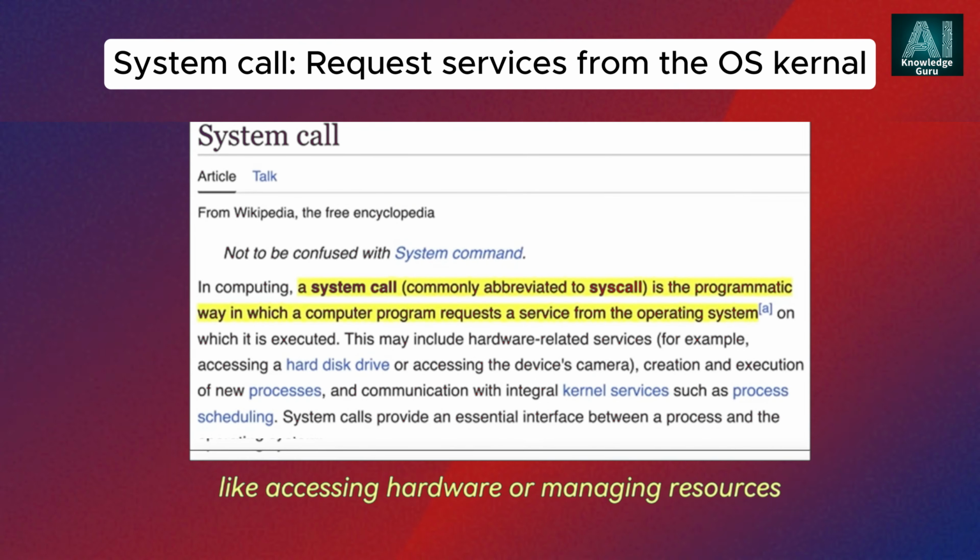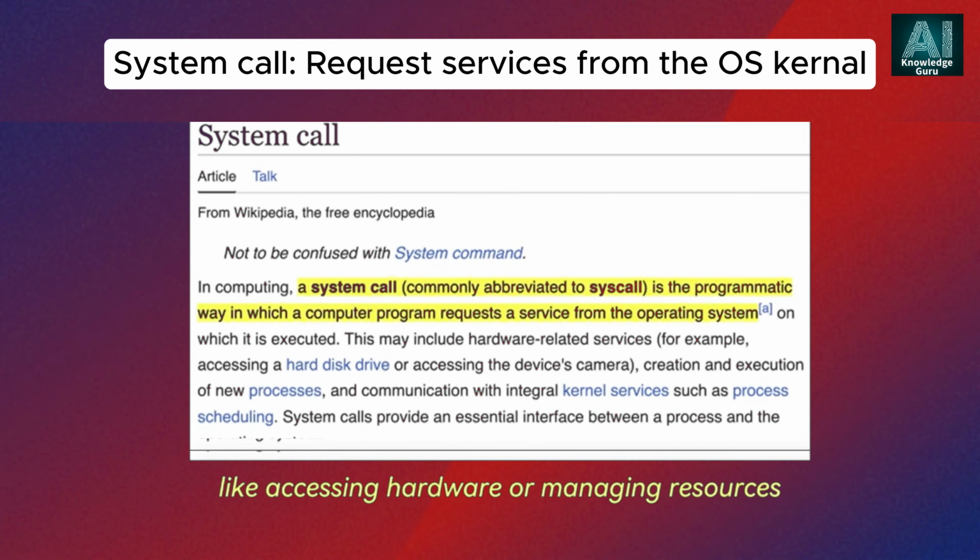Your application is sandboxed in user mode for safety, and system calls act as a bridge between user space and kernel space. To perform tasks like reading files, allocating memory, or communicating with other devices, your app has to make a request to the kernel, and that request is called a system call.